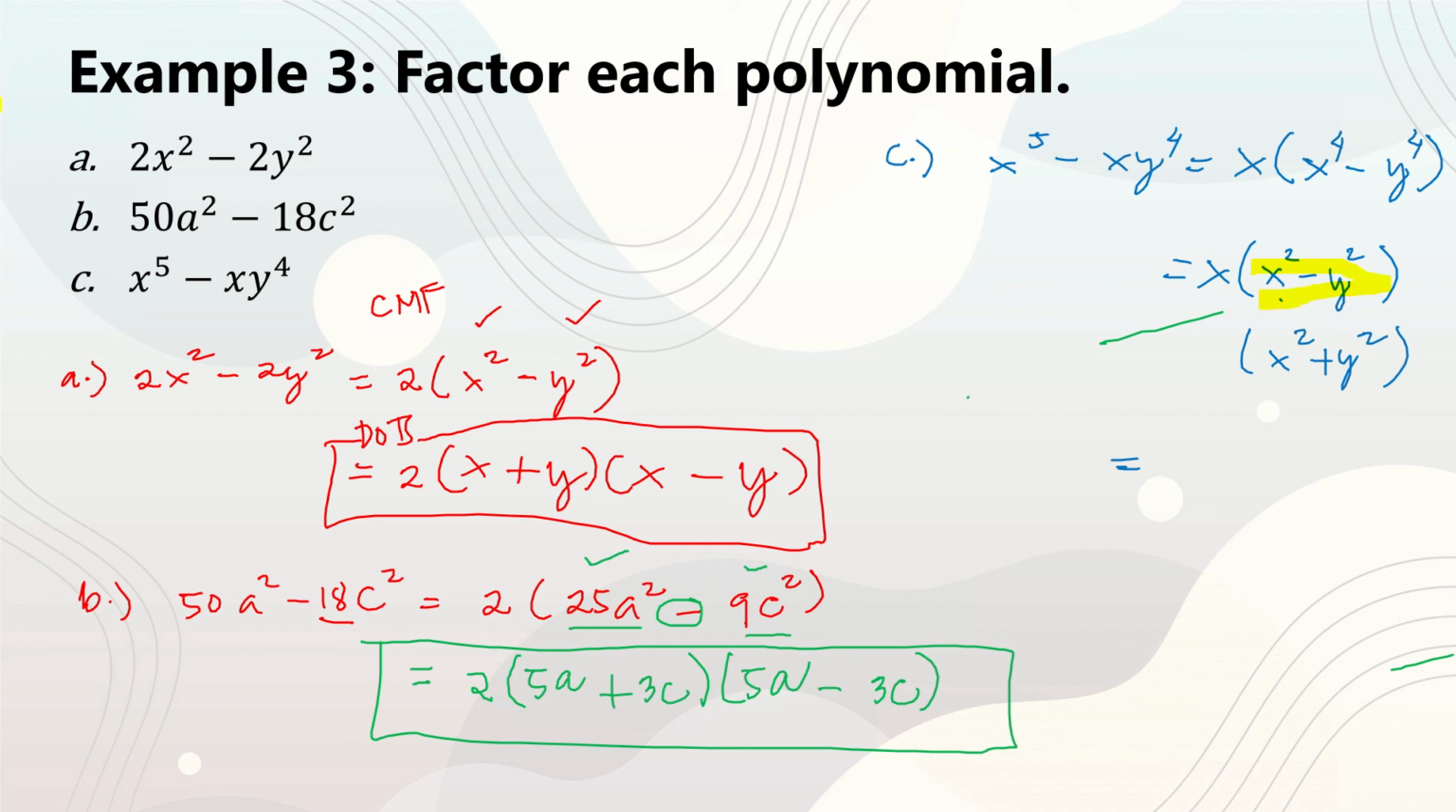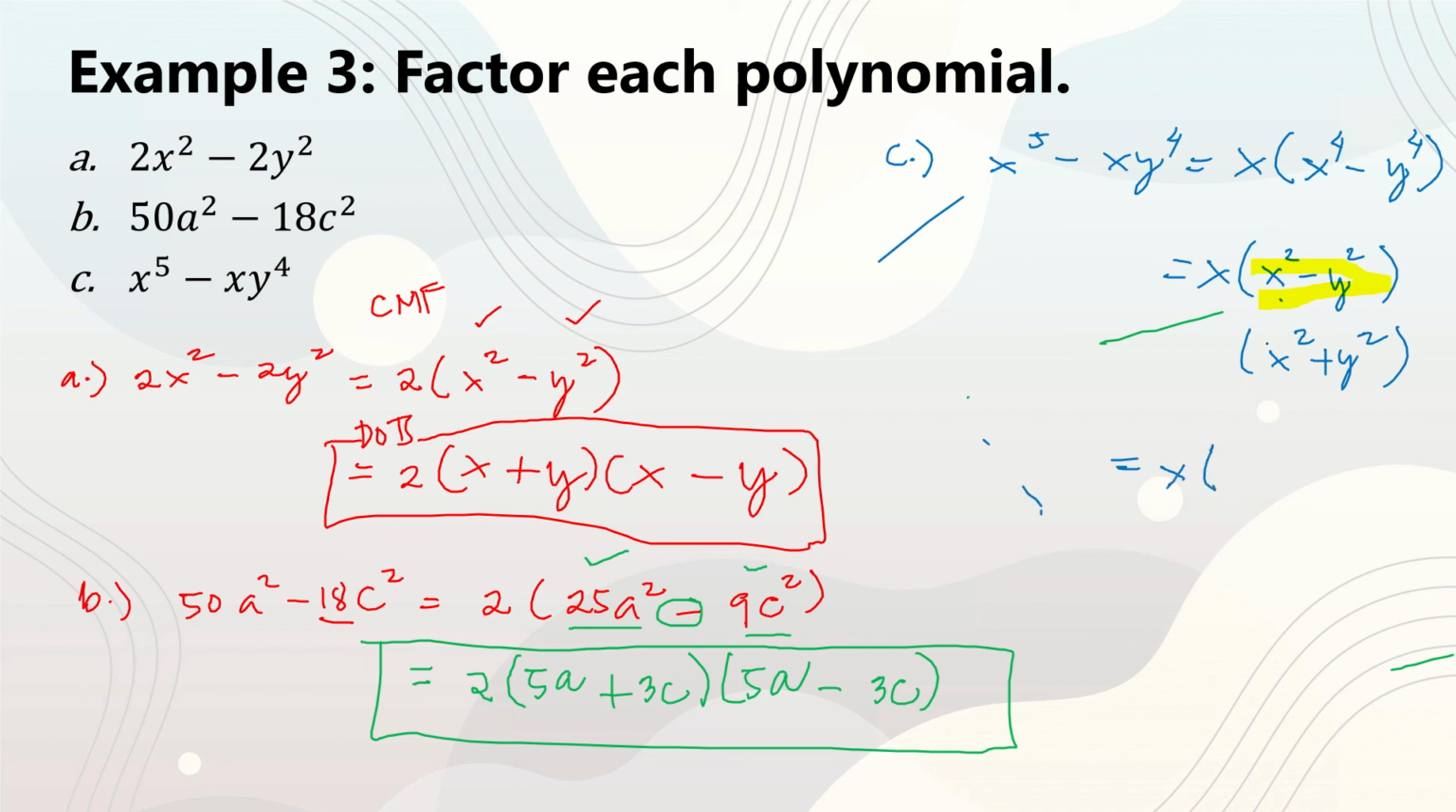So, ano ba yung pwede natin gawin? Pareho din, mag-DOTS ulit tayo. Bakit magagamit si DOTS? Kasi may dalawang term. Minus yung gitna. Then, perfect square sa first term. X squared is x times x. Perfect square din si y squared, y times y. Ibig sabihin, hindi pa tapos.